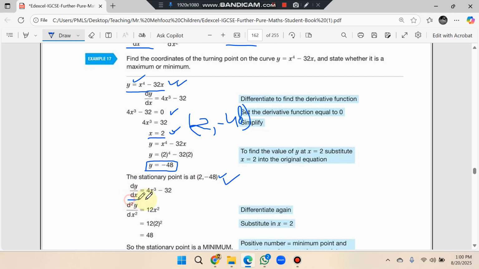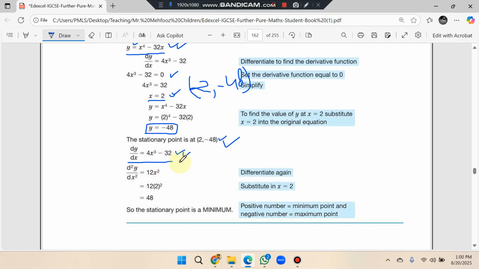Now again the derivative is given as 4x cube minus 32, and the double derivative will be equals to 12x square, and its derivative will be 0. So 12x square is given. Again we put the value of x into the double derivative and its answer will be plus 48.